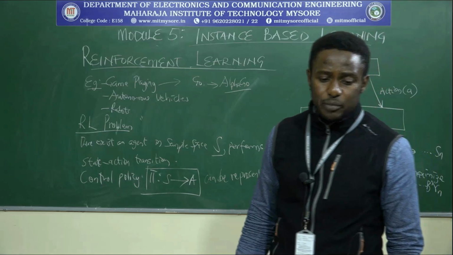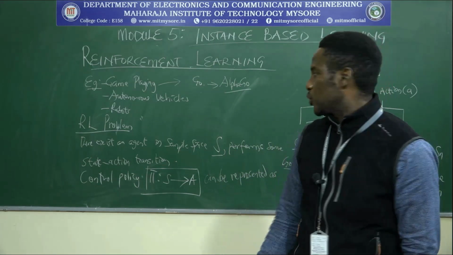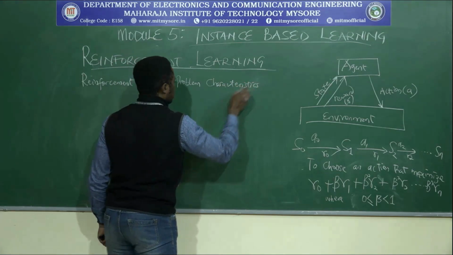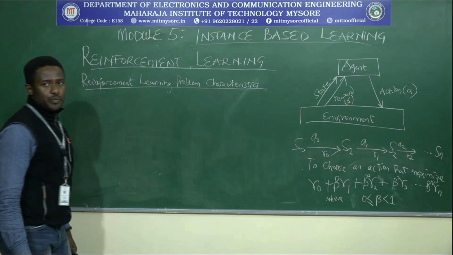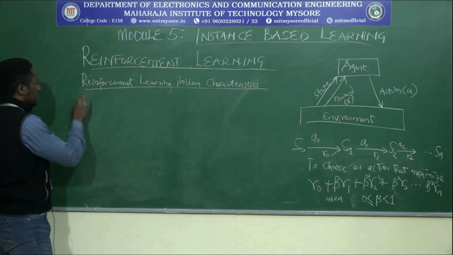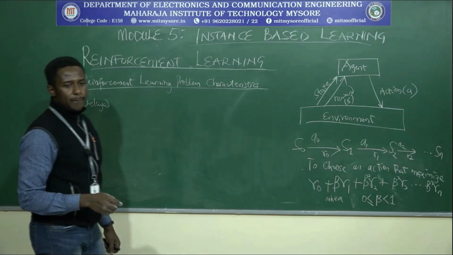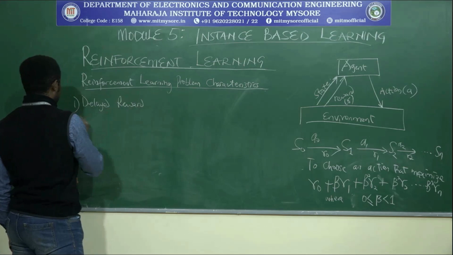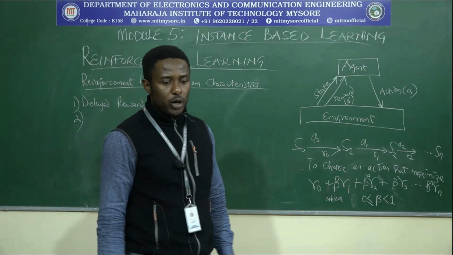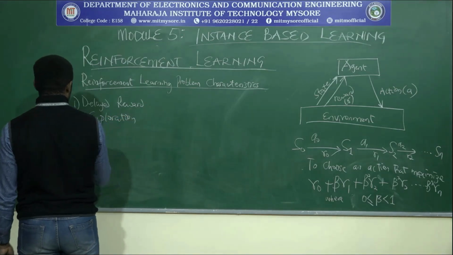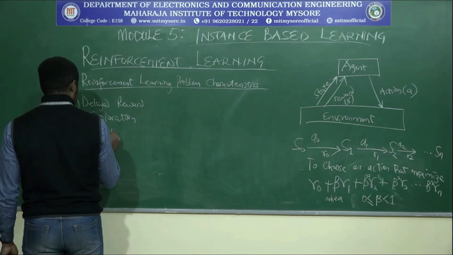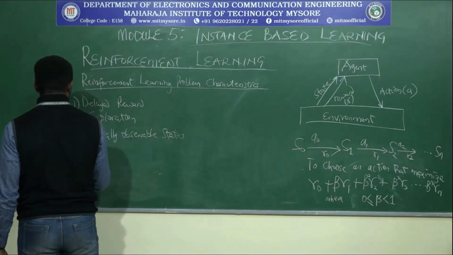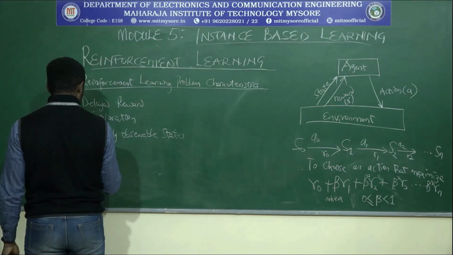So there are reinforcement learning problem characteristics, which we're going to discuss briefly. What's the first problem characteristic? We have what we call delayed reward, right? I'll take them point-wise: delayed reward. The second problem is what we call partially observable states, and the fourth one is lifelong learning.